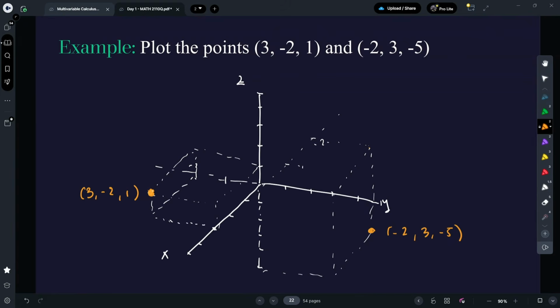Yes? How do you know which is which? Like, how do you know x is 3, or how do you know z is 2? Oh, good question. So these points are always the x, y, z coordinates.